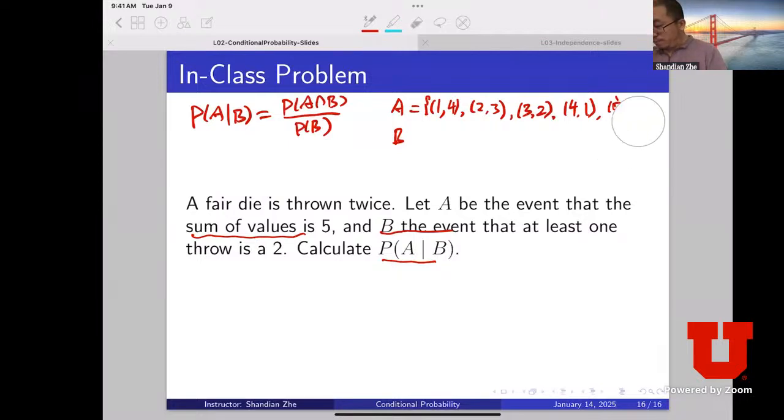So that actually is the set for event A. It includes all outcomes. I mean, by outcome, it means after you roll the die twice, such that you see the sum of values is 5. There are no other possible outcomes. So then what is B? B is an event that at least 1 throw you see a point 2.